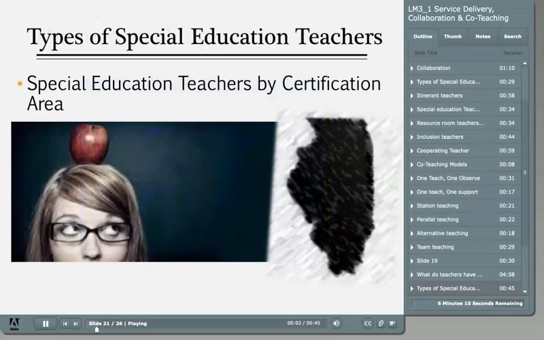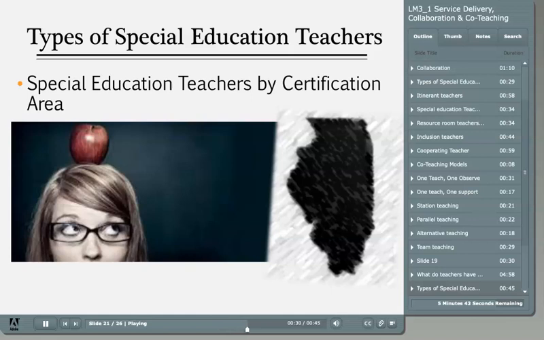So we covered the types of special education teachers in terms of their roles, for example, special class teachers, resource teachers, and co-teachers. But there's another way to organize them, and that is by certification area. You should be aware that there are other states that have the same certification structure as Illinois, and other states that are a little bit different, and then there's other states that are yet a lot different.